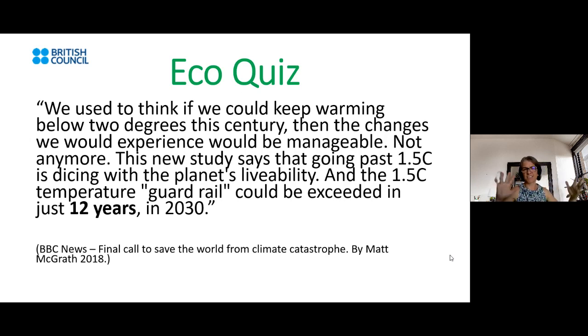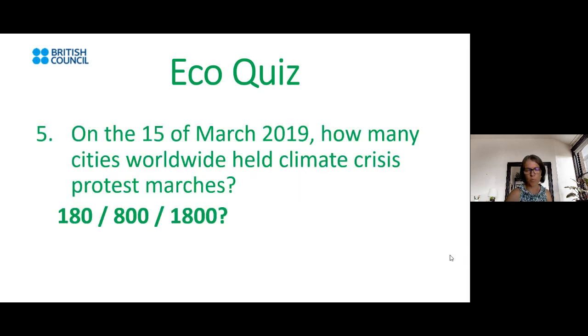Now the idea of this is it's a quiz which you would only use with adolescents. It's boom, boom, boom, quite shocking scientific news, but we're always going to try to end on a positive, optimistic note. The last question of the quiz is, on the 15th of March 2019, how many cities worldwide held climate crisis protest marches? Cities worldwide, 180, 800 or 1,800?